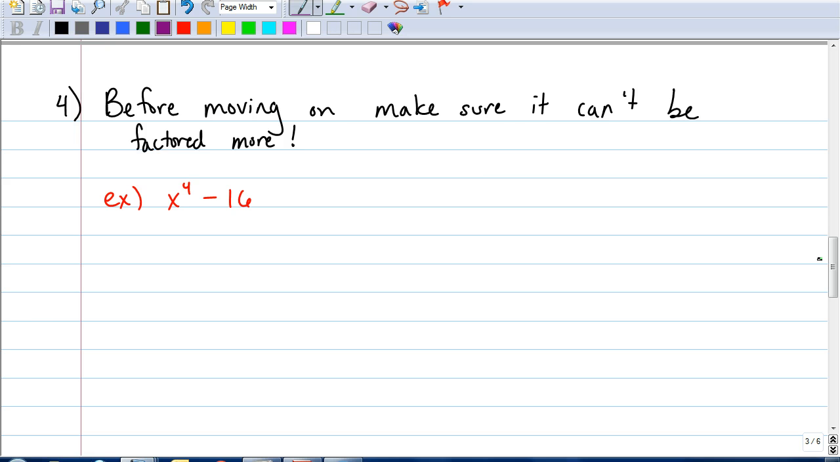So what I'm going to do here is I want to look, it's 2 terms, so is it a difference? Yes, it is a difference. Can I take the square root of each term? Well, the square root of x to the fourth would be x squared, so that's possible. And the square root of 16 would be 4, so that's possible. So I'm going to break this down to be x squared plus 4 times x squared minus 4. And I might say, great, I'm finished. I just factored this down, move on to the next problem.